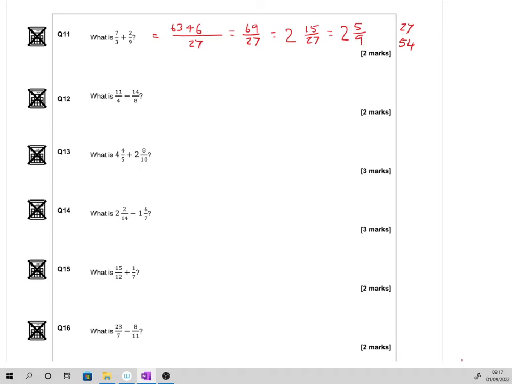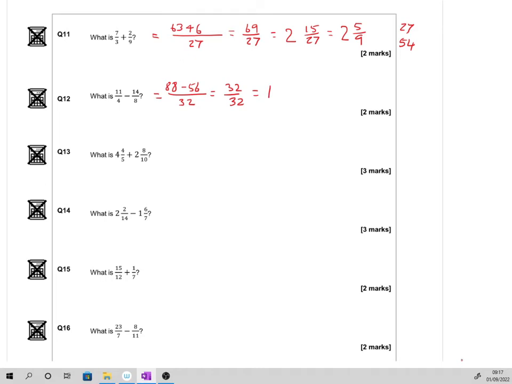11 over 4 minus 14 over 8. Okay. 4 eighths are 32. 4 fourteens are 56, minus 56, 32 over 32. Oh, that equals 1. Okay.